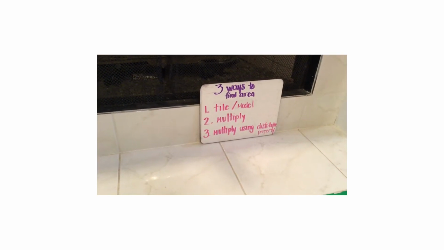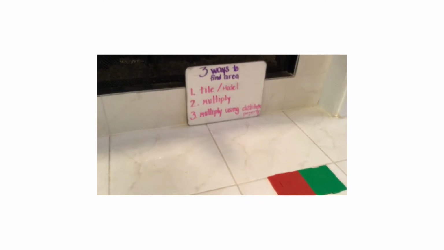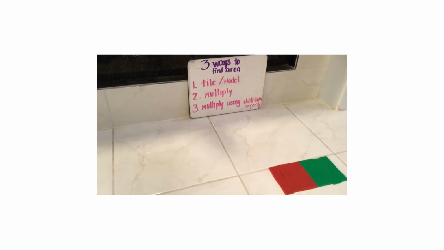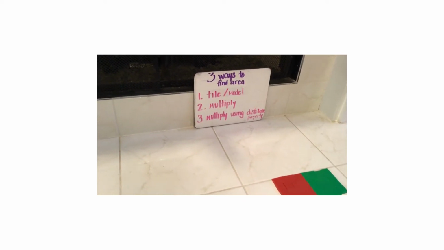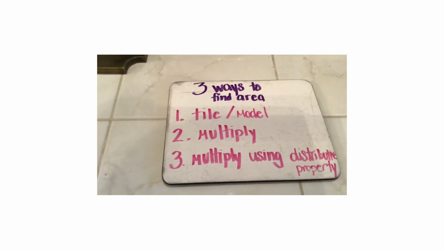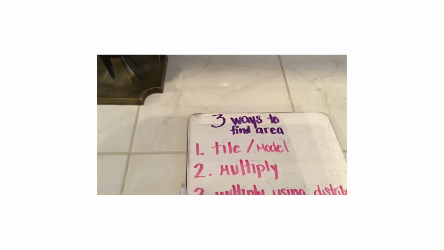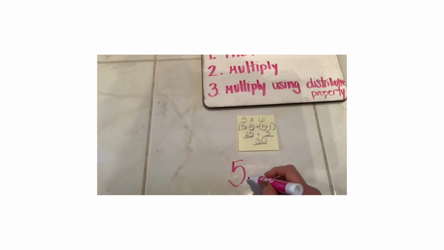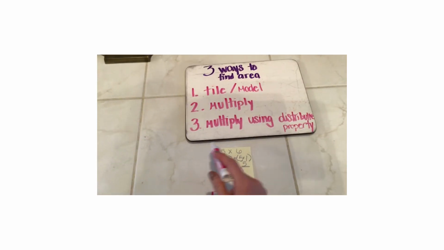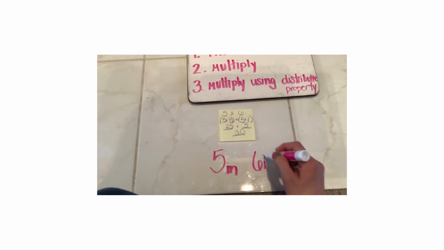Now, like I said earlier, there were 3 ways. We could tile it or show our model, which is what we have right here. We can multiply it, which surprisingly I haven't really shown you in this video yet. And we can multiply using the distributive property. If I wanted to find my area over here, say I have a box, not a box. Let's say I have one of my wonderful dry erase boards, because that is a flat shape and I want a flat shape. A box is not a flat shape. Let's say that this side length is 5 inches and this side length is 6 inches.